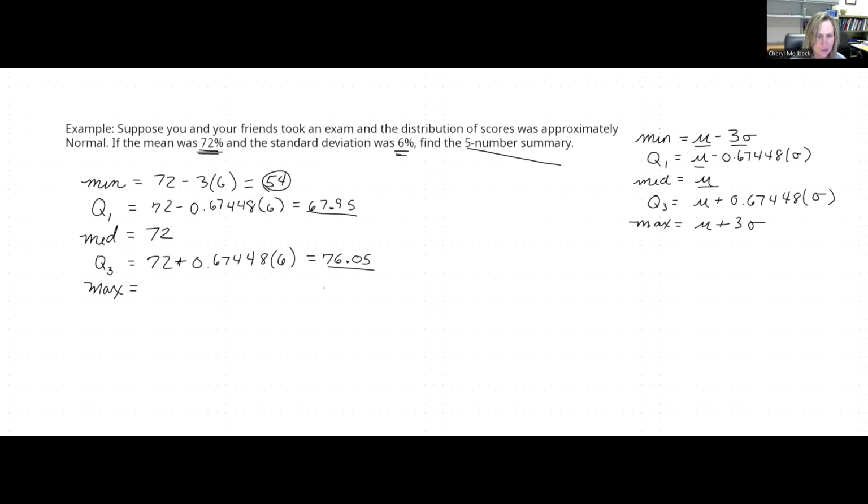And our maximum is merely that 72 plus 3 standard deviations. So 72 plus 3, and our standard deviation we know from up here is 6, which is 72 plus 18, or 90. All right, so that is section 2.4 in a nutshell. I hope this was informative. Thanks for watching.